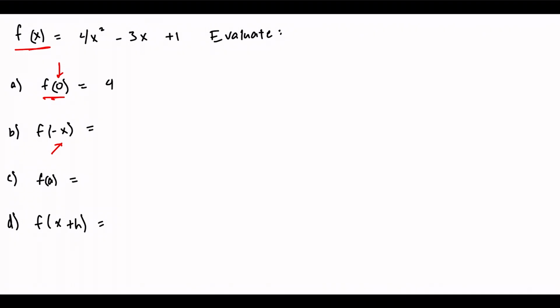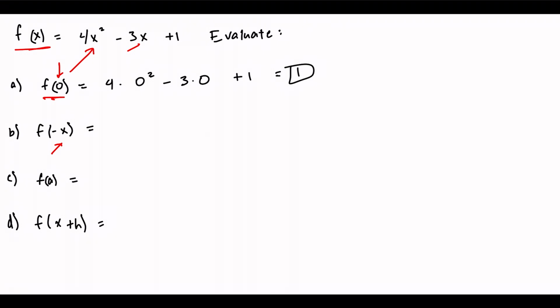The first one, part A, looks like this. It would be 4 times 0 squared minus 3 times 0 plus 1. Notice I've plugged in 0 everywhere I see an x. I know that anything times 0 is just 0, so this winds up being equal to 1 in the end.